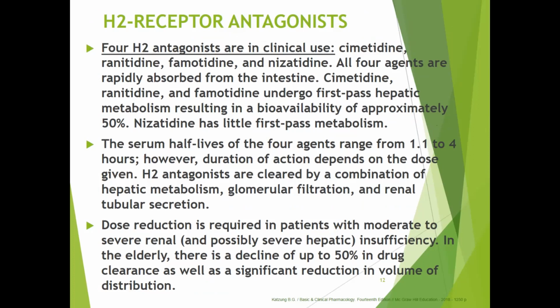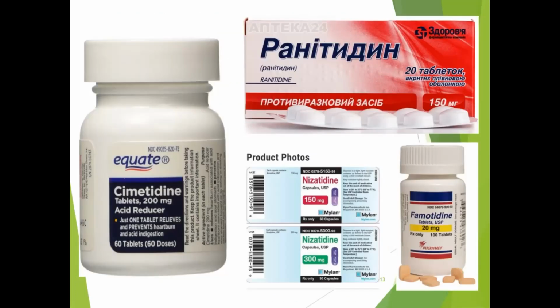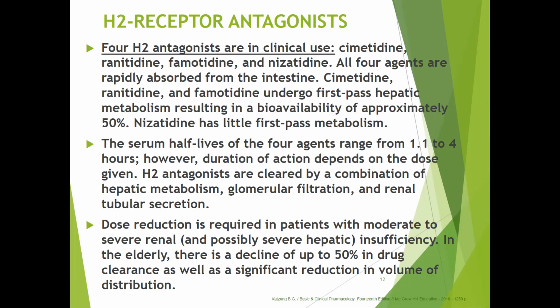Next group, H2 receptor antagonists. 4 H2 antagonists are in clinical use: cimetidine, ranitidine, famotidine, and nizatidine. Practically, this is the picture of these drugs: ranitidine, cimetidine, nizatidine, and famotidine. All 4 agents are rapidly absorbed from the intestine. Cimetidine, ranitidine, and famotidine undergo first-pass hepatic metabolism, resulting in bioavailability of approximately 50%. Nizatidine has little first-pass metabolism.